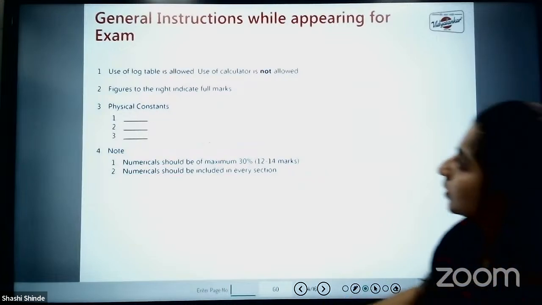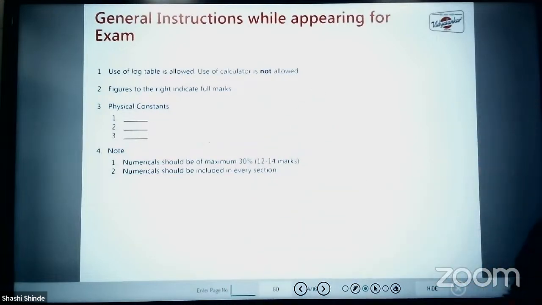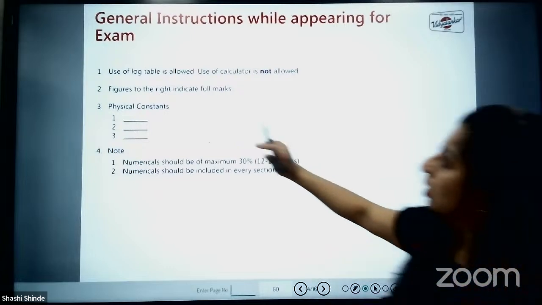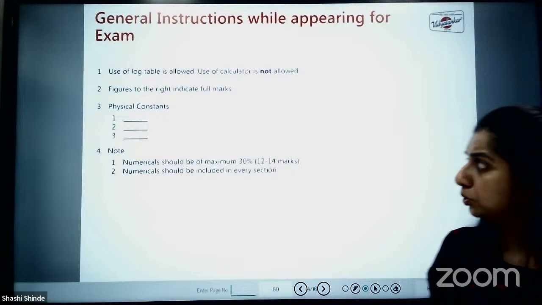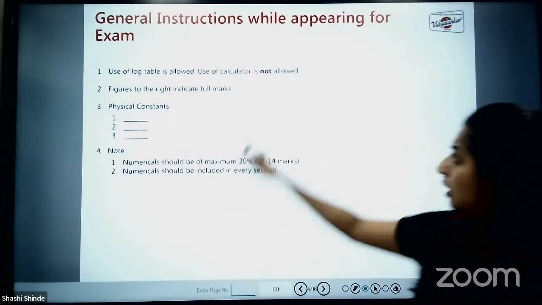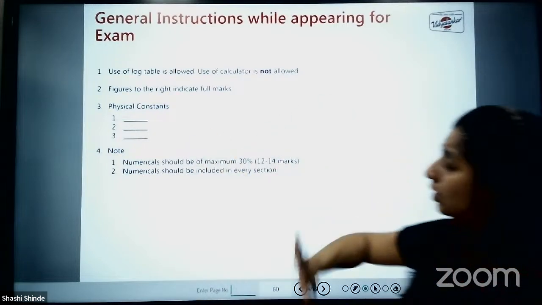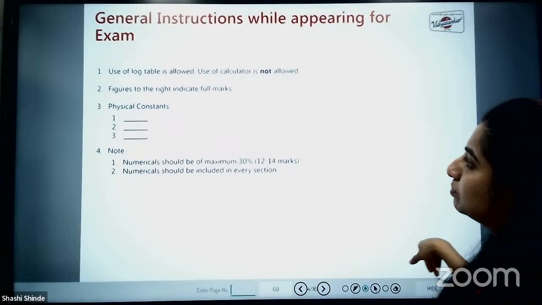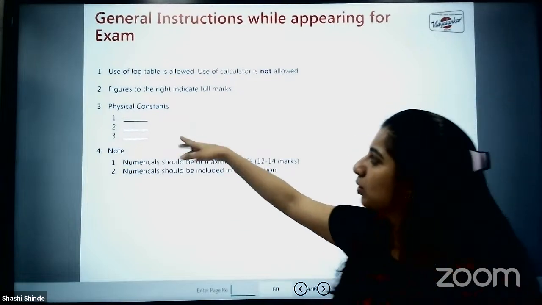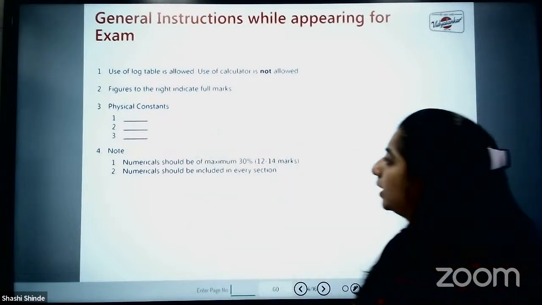These are general instructions for our theory paper. Use of log table is available, meaning a log table will be provided to you. No calculator can be used. Then in our paper, the figures on the right side will indicate marks. Then we have physical constants. Some physical constants will be provided to you.